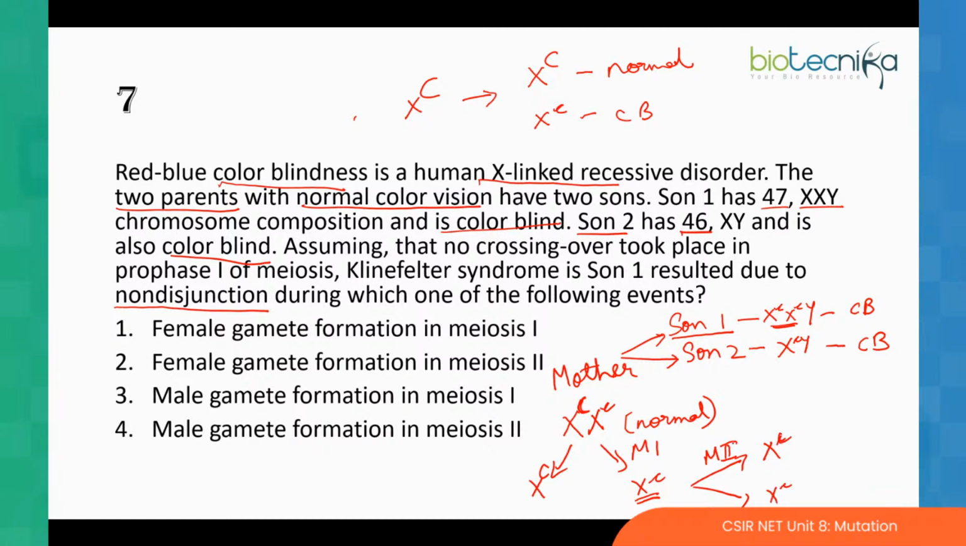Because this disjunction was not happening properly, both X small c have come into son 1. So non-disjunction happened during which event? It happened in the mother, during meiosis 2, where the sister chromatids were supposed to be separated, but they did not separate. So both the X small c alleles ended up in son 1. The answer will be option 2.